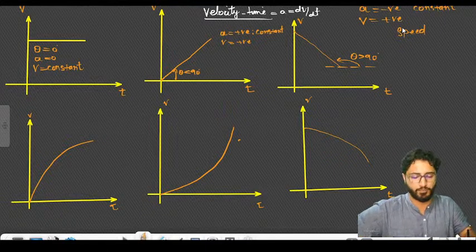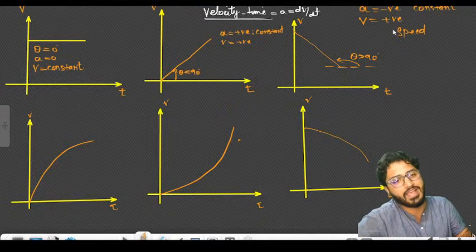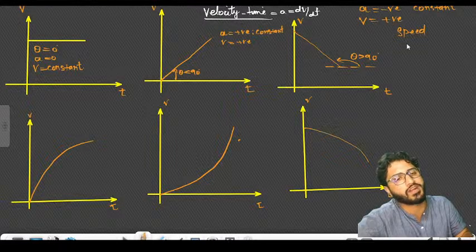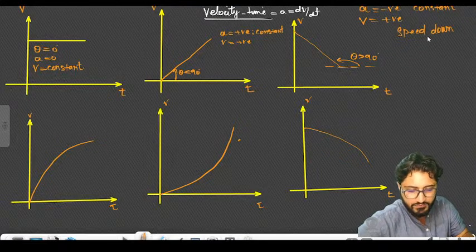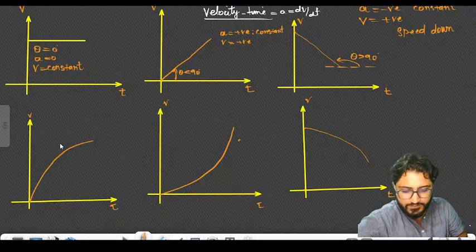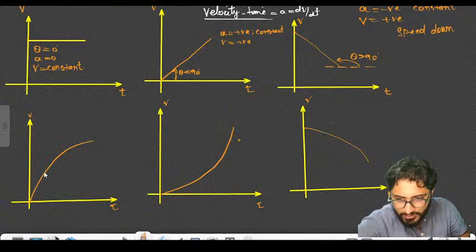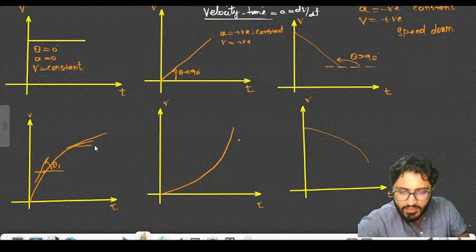Done? Is it speed up or down? Okay, acceleration negative, V positive. Both are opposite, so speed down. Speed down. This one, this one. You can see now, look, same theta 1, theta 2.